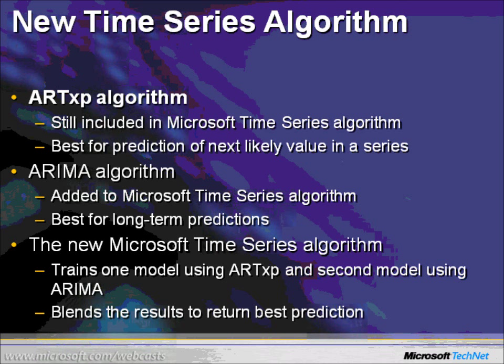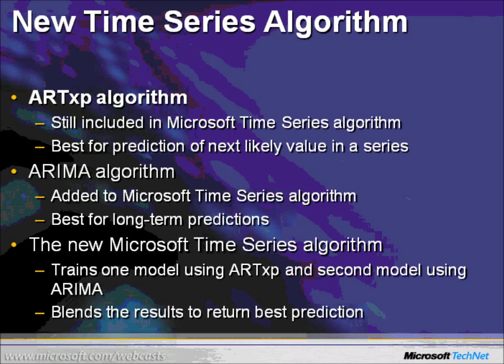So what we've done is we've made some extensions to the time series algorithm based on customer requests. In Analysis Services 2005, we had a single algorithm. It's the ARTXP, which stands for Auto-Regressive Tree Model for Multiple Prior Unknown States. And no, we won't put that on the quiz. But basically that algorithm was designed to accurately predict the next step in a series, and you can think of it as a short-term predictor. So if you had 10 steps or less, it would predict fairly accurately.